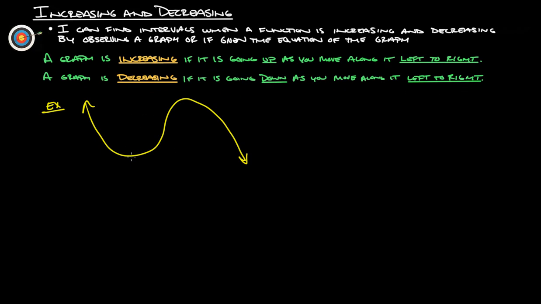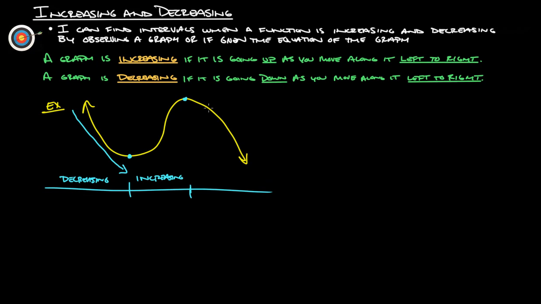So let's call this right here the minimum, and we'll call that the maximum. So from here up to here, if you're always going left to right, this is going down. So this section right here is decreasing, because as we're moving left to right, this graph is going down. Now from here to here, as we're moving along this graph, it's increasing. The y value is getting bigger and bigger and bigger. So this is increasing.